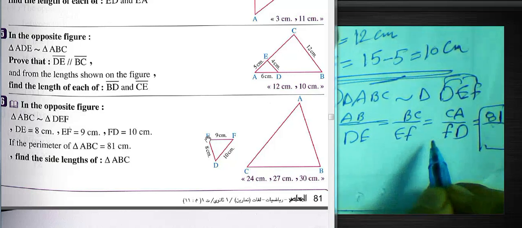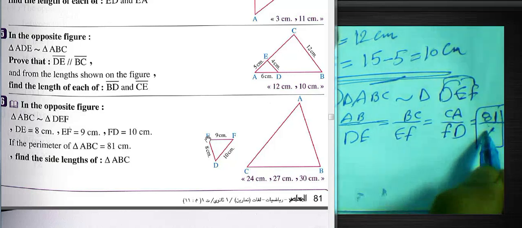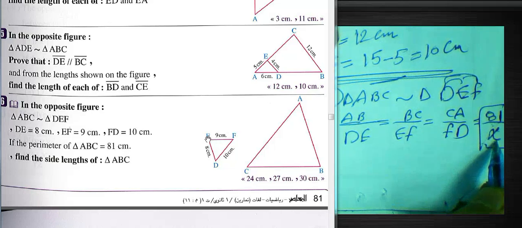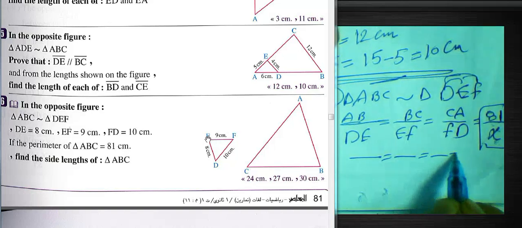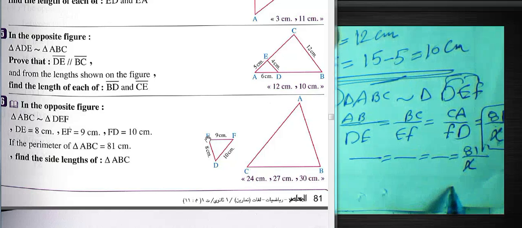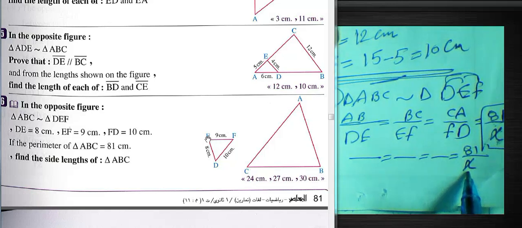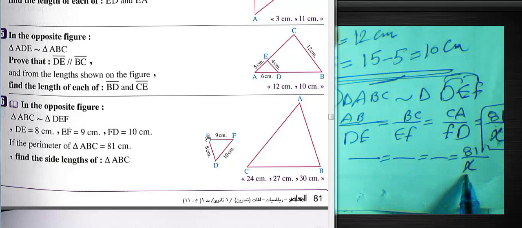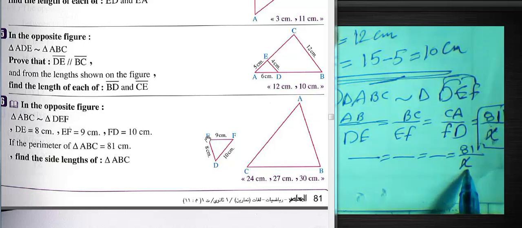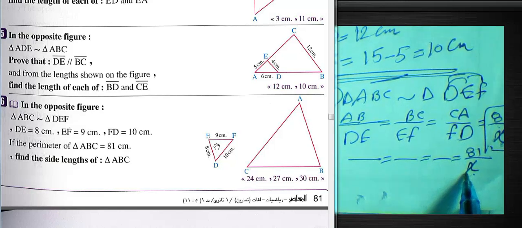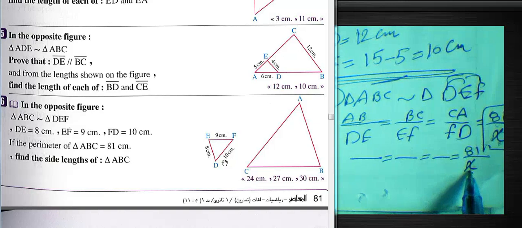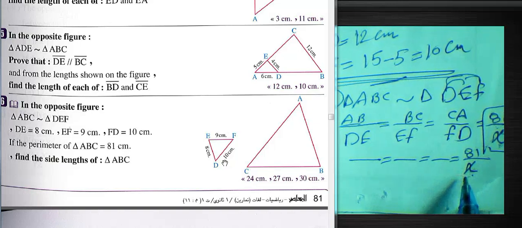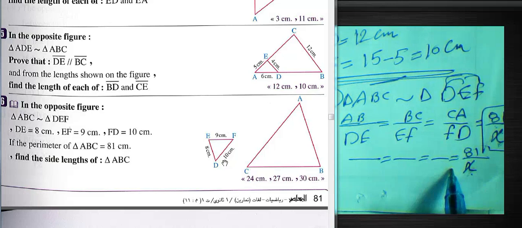And the perimeter of triangle ABC, we will write here x unknown. It refers to the perimeter of triangle ABC. Then we can find the ratio, and write 81 over x. X refers to the perimeter of another triangle. Look at here, EFD. We can find the perimeter of triangle EFD by finding the summation of all lengths here.